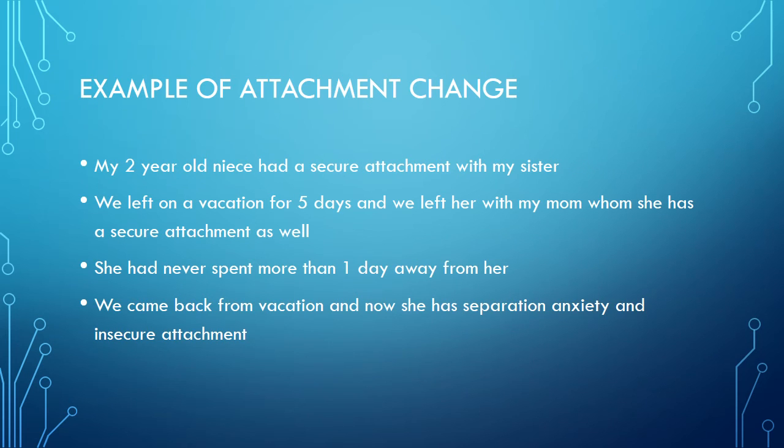Examples of attachment change. My 2-year-old niece had a secure attachment with my sister. We left on vacation for 5 days and we left her with my mom, with whom she also has a secure attachment. She had never spent more than 1 day away from her. We came back from vacation and now she has separation anxiety and insecure attachments.